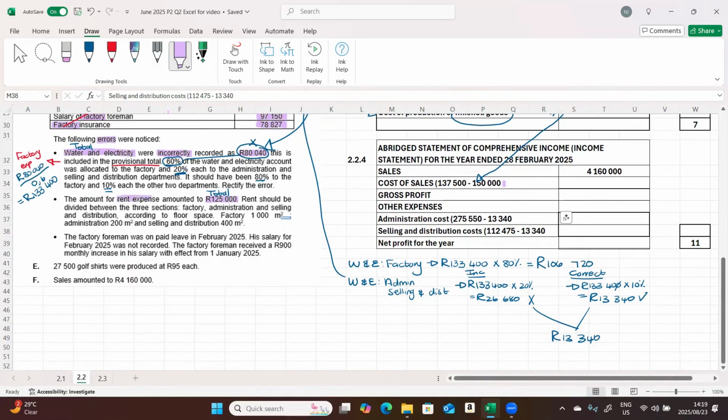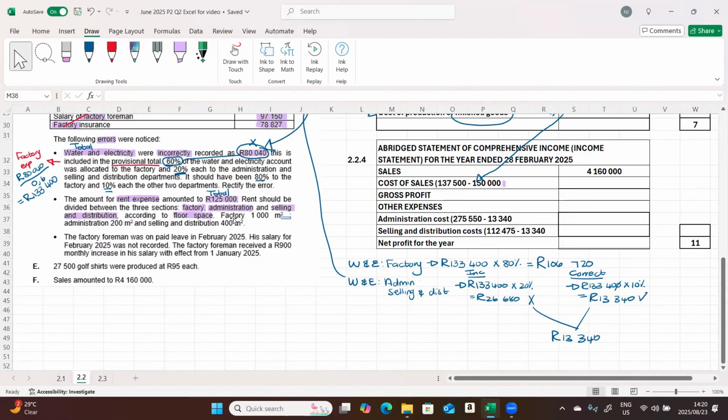So we can just now multiply it with the floor space, it seems. Rent should be divided between the three sections. We know that. We have to divide the rent between factory, administration, and then our selling and distribution segments. Okay, according to floor space, guys. So not according to percentage. Can you see that we allocated water and electricity according to percentages? Okay, we are allocating rent expense according to floor space. So we are going to have to do a little bit of fractions over here, which is really easy.